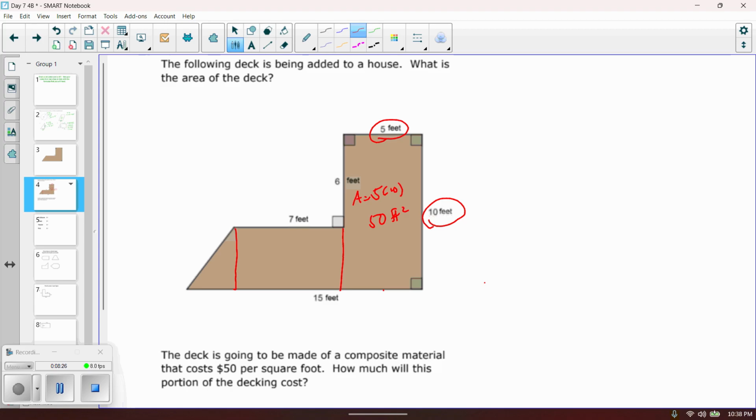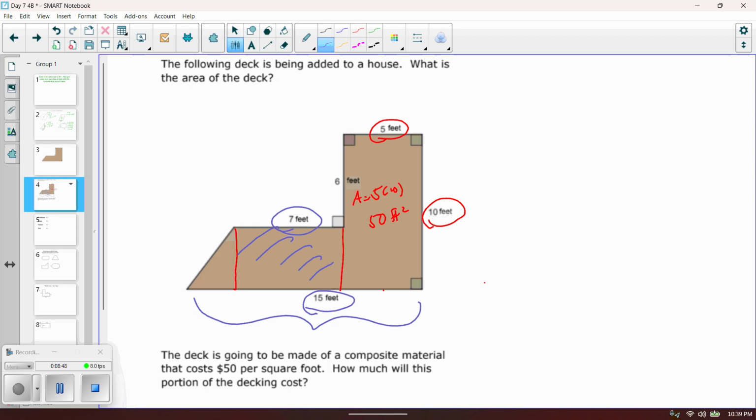Well, with the other rectangle, it's definitely got a base of 7. And you might be thinking, well, what about this 15 down here? Well, that 15 actually represents that whole area right there. So that's not really going to help us with that particular rectangle, with this one.